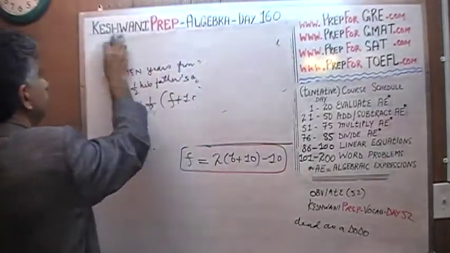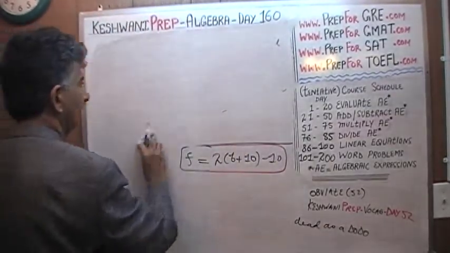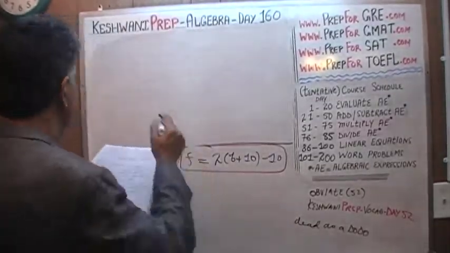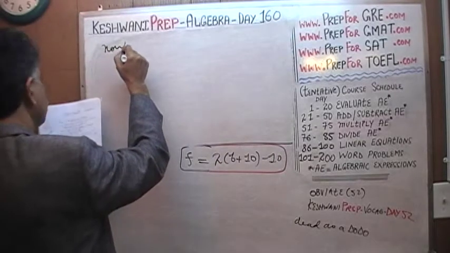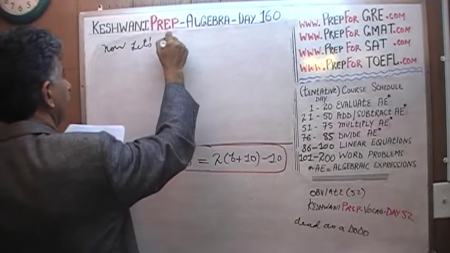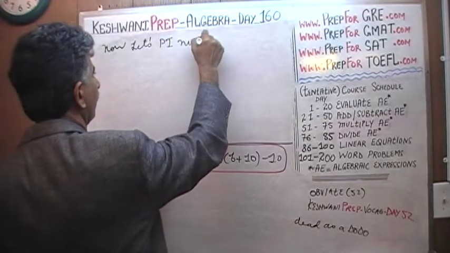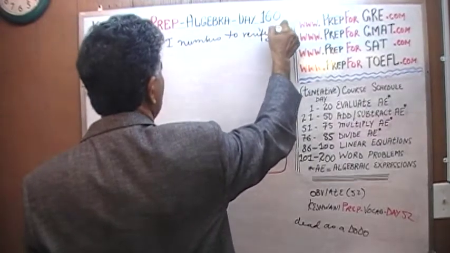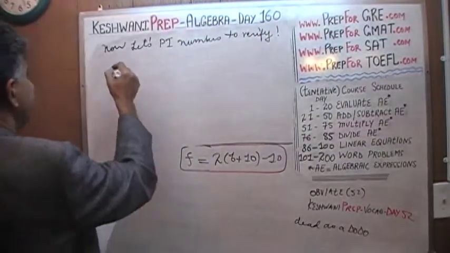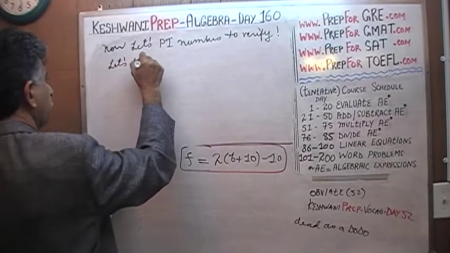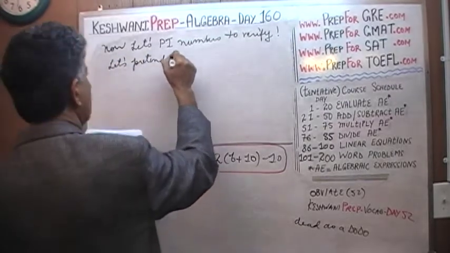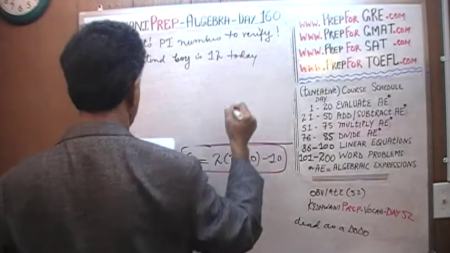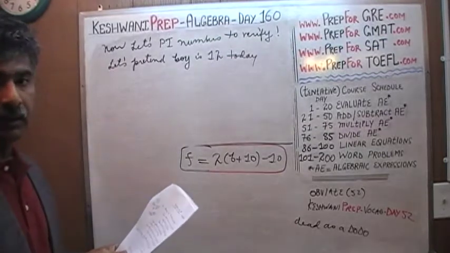So let's plug in numbers. Okay, here we go. Now, let's plug in, PI stands for plug in, numbers, to verify our answer, that is. Let's pretend the boy is 12 today. In other words, we're plugging in 12 for B.